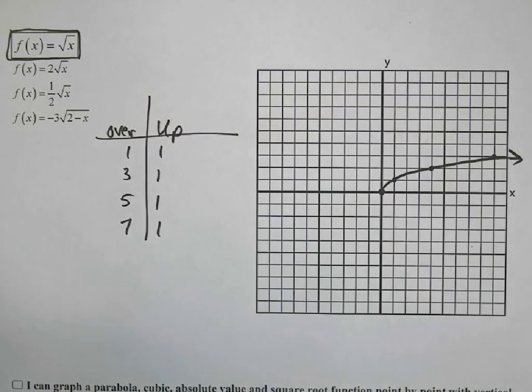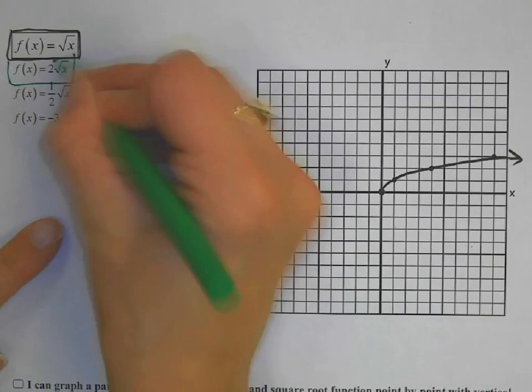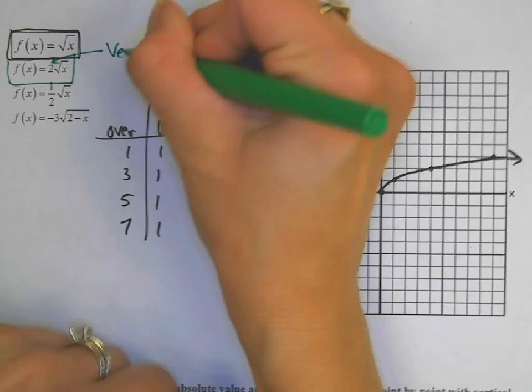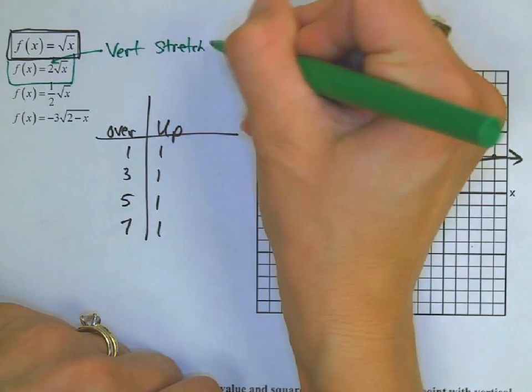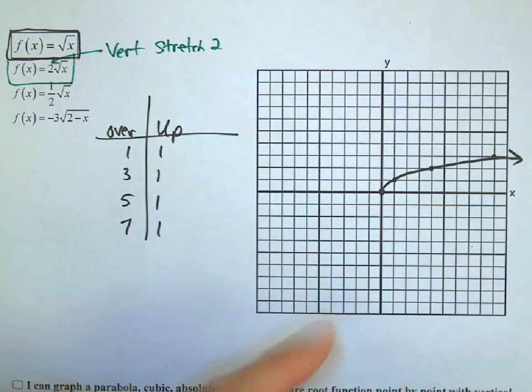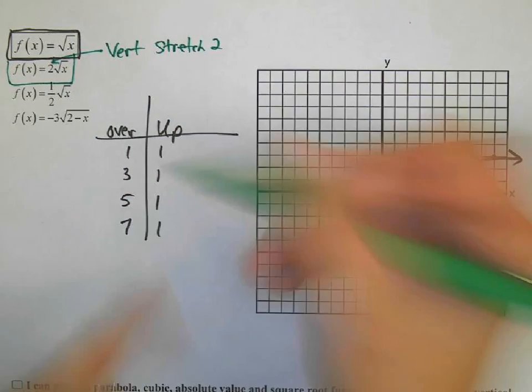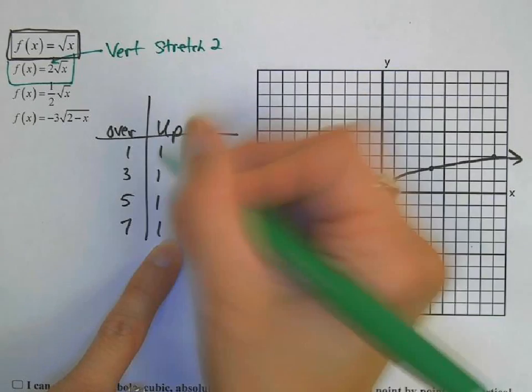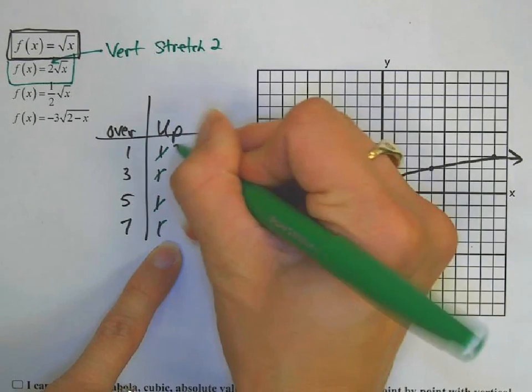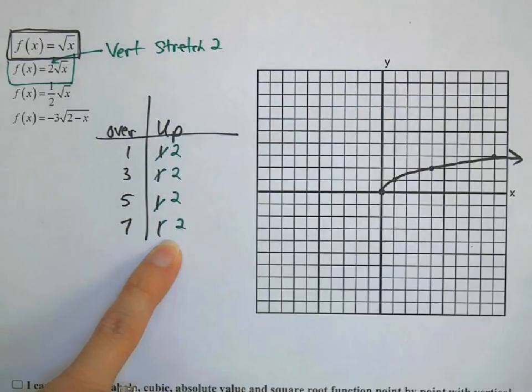Okay, this next example here has a 2 out in front. That is going to be a vertical stretch by 2. Now which of these numbers is vertical? Oh, the ups. This is actually going to be easier than I thought. All the ups are 1s. Multiply them all by a 2.